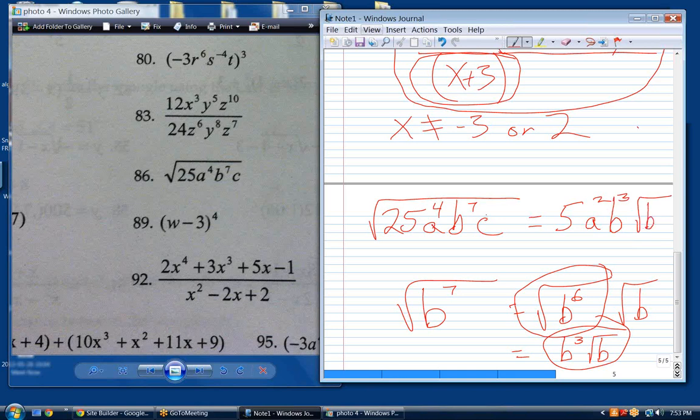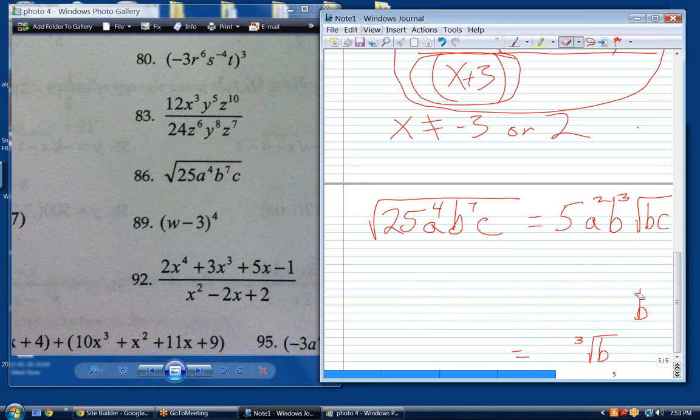And the last variable there is the square root of c, so we can't do anything with that. That remains under the square root symbol. So that's how you do that problem.